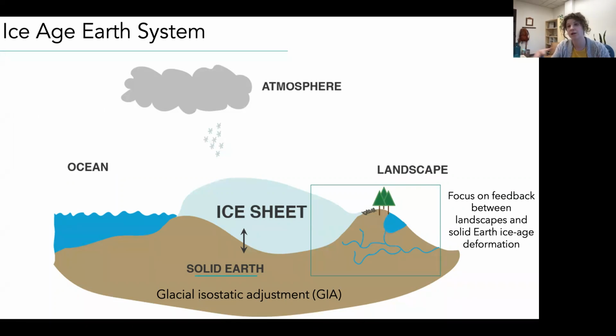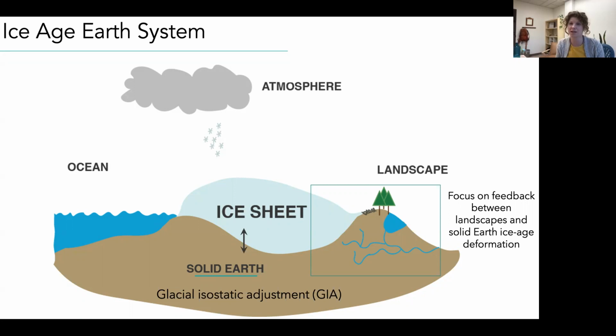So as the solid Earth deforms over the ice age in response to ice sheets loading and unloading the Earth's crust, how are landscapes responding? And can landscapes record some of this crustal deformation? And one of the reasons that is really powerful is that it can be hard to reconstruct ice sheets in the past. Ice sheets are by nature erosive. So as ice sheets grow, they'll just bulldoze over previous evidence of where ice margins used to be.